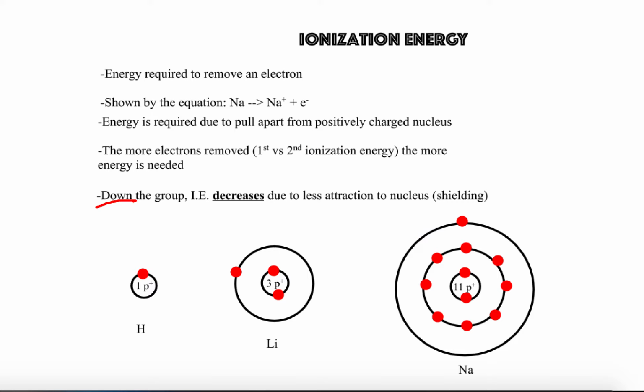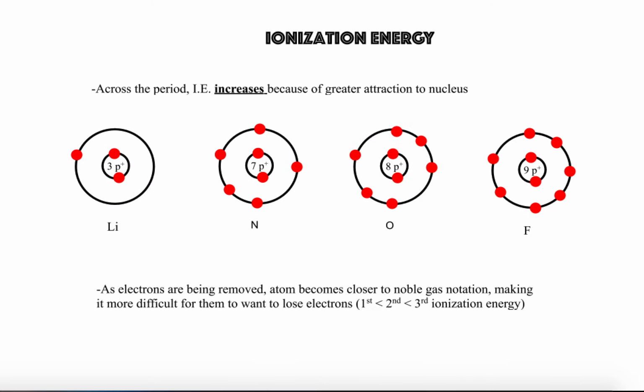Now, if we talk about going across the periodic table, this ionization energy is going to increase because there's more attraction to the nucleus. Again, the number of energy levels, the shielding, is going to remain consistent. But the number of protons is increasing, so there's going to be more attraction, and it's going to take more energy to remove the electrons. So across the period, the ionization energy is going to increase.